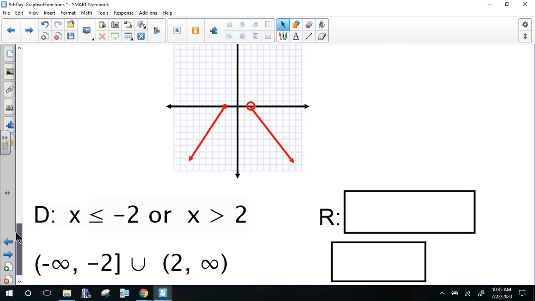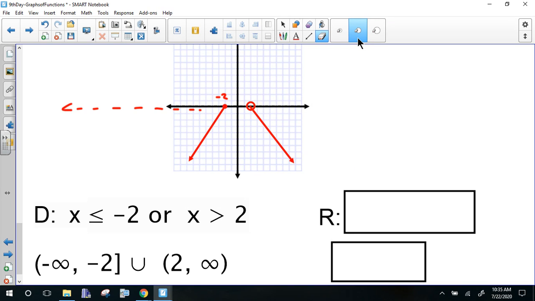All right. This one is a piecewise function. So if we look at the domain of this one, it says x is less than or equal to -2. And if you look here at -2, it's going this way, all those numbers. Or x is greater than 2. This is an open circle, so we don't include the 2, but it's going to be greater than 2. So that's our domain. And it's written for you here in the notes.